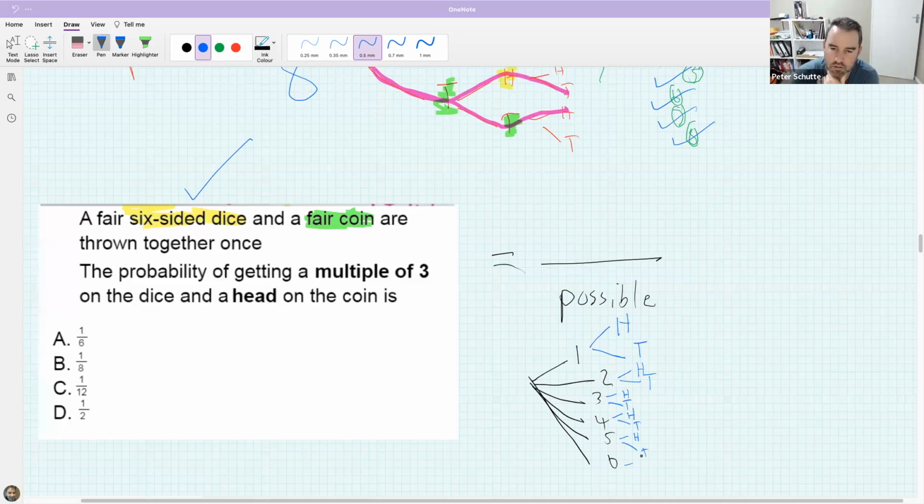Now, I know I'm not drawing the prettiest tree in the world, but it's the idea. How many possible outcomes are there for this event that is a little bit complicated because it's throwing a dice and a coin at the same time? How many possible outcomes are there? Yes, this is called a compound event, which has two little parts.